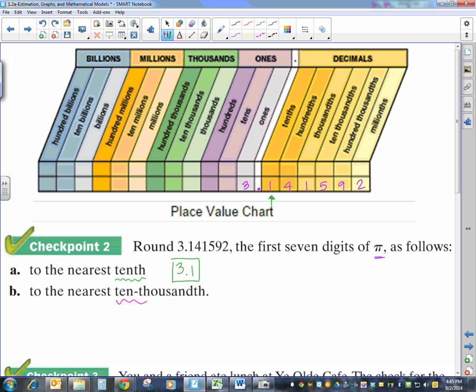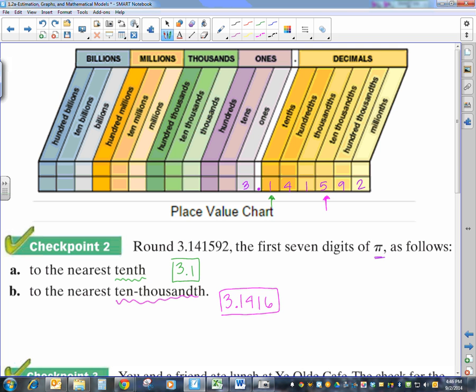Okay, 10,000ths. Looking for my 10,000ths. That's the place that has the 5 in it. One after, I look one to the right. Is this number greater than 5? It is greater than 5, so I'm going to add 1 to the 5 and get a 6. So that means I'm going to have 3.1416.